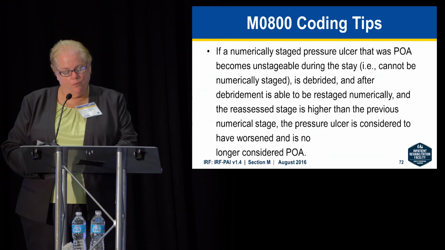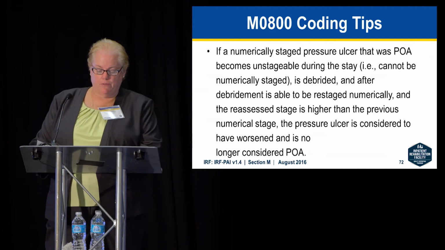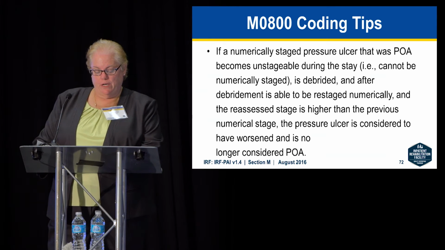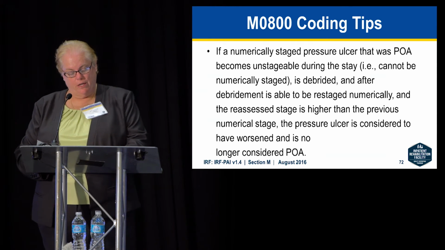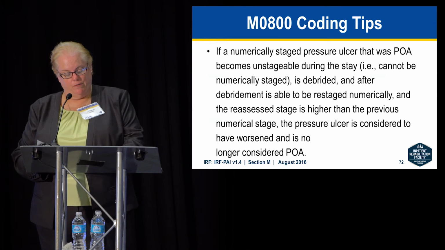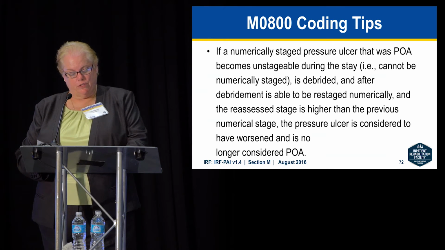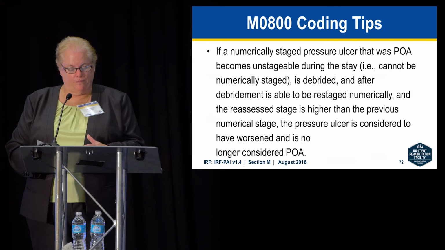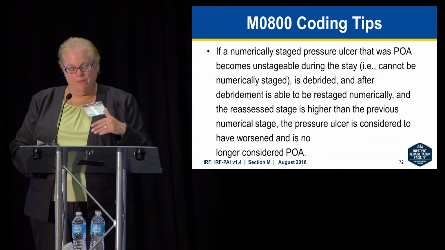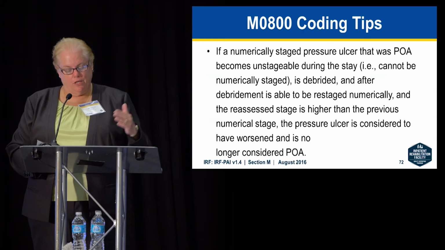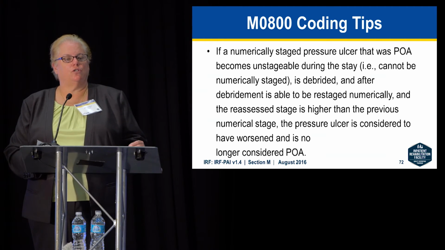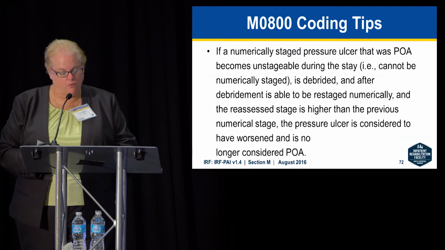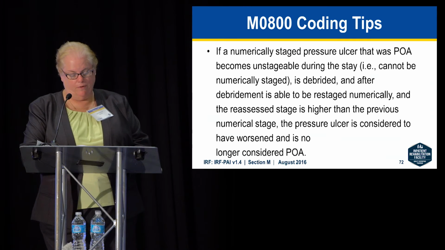Okay, so if you have a numerically staged pressure ulcer present upon admission, becomes unstageable during the stay, is debrided, and after debridement is able to be restaged numerically, and the reassessed stage is higher than the previously numeric stage, the pressure ulcer is considered to have worsened. So if they came in and it was unstageable, then you cleaned it, you were able to stage it as a stage 3, and then it was reassessed at a higher level, maybe a stage 4, then we would say it was considered worsened and no longer present upon admission.